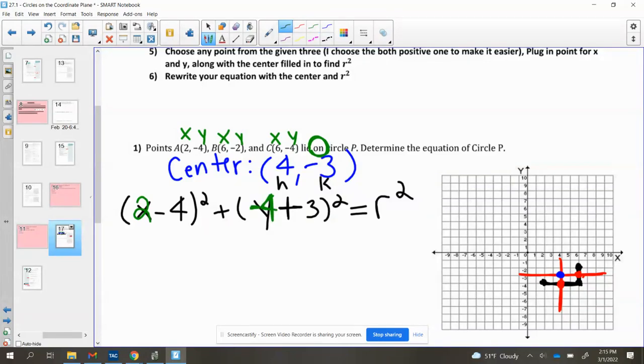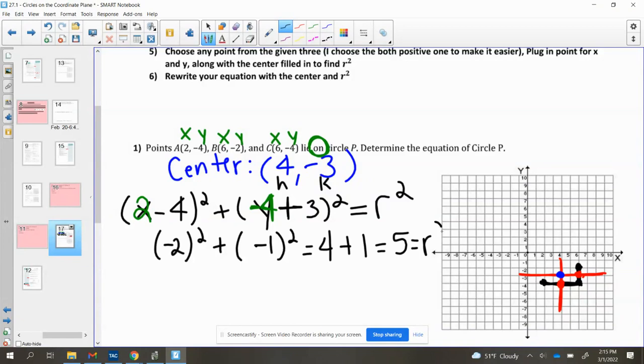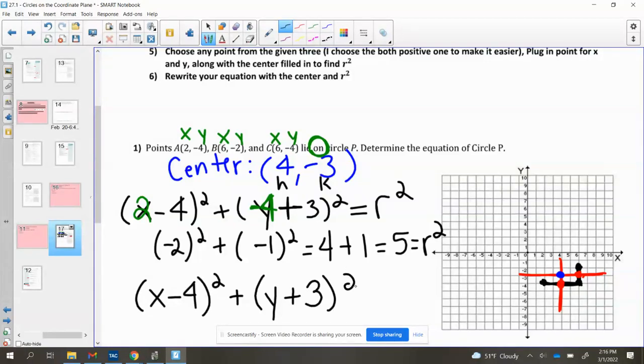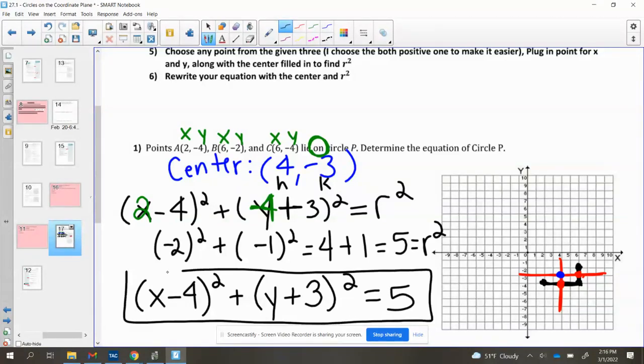And if I simplify, 2 minus 4 is -2 squared. -4 plus 3 is -1 squared. So -2 squared is 4, -1 squared is 1. Our r squared value is 5. So now when I plug it back into the equation of the circle without x and y plugged in, I now can plug in that r squared value we just found, and we have our equation of the circle.